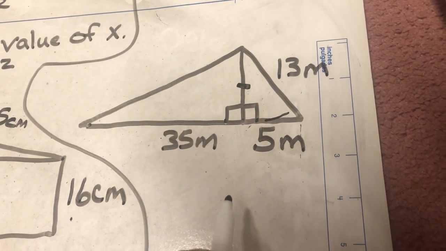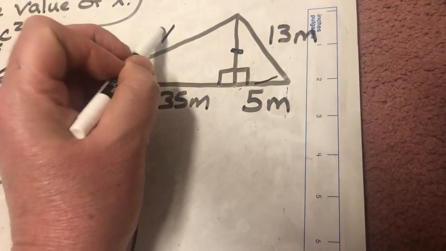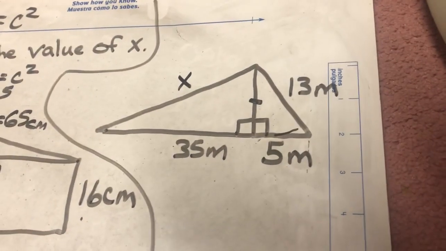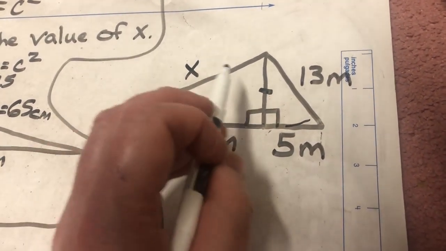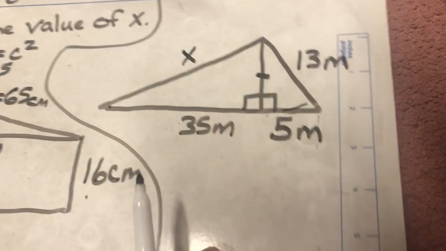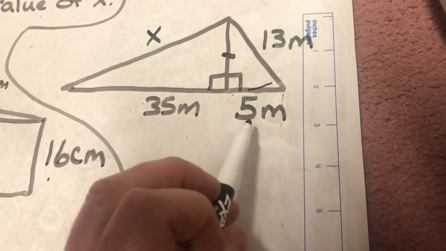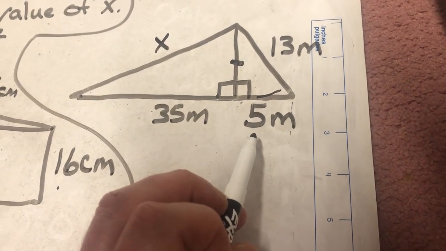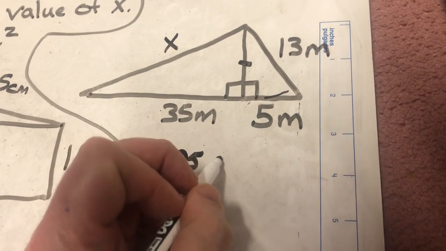Now, I just realized I didn't put x in there, and that's where x is supposed to be. I'm sorry, that's the one we're trying to figure out. So to figure this out, I'm going to have to figure this one out. So I'm going to go a squared plus b squared equals c squared. I'm going to use 5 for a, and so 5 squared is 25. I don't need a calculator for that.